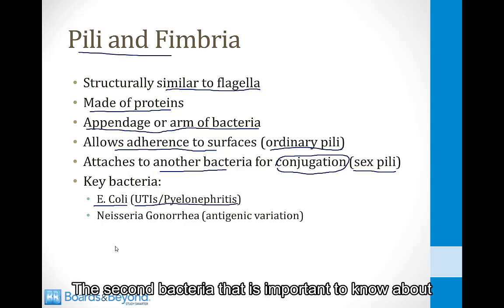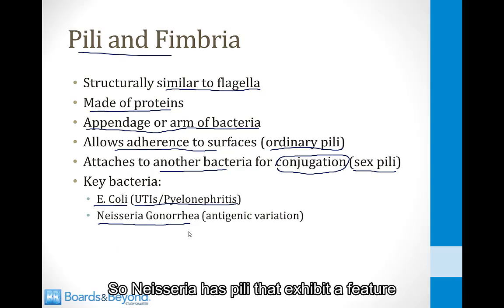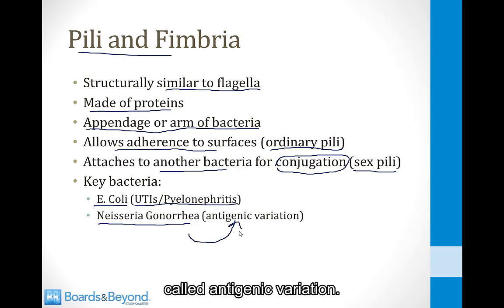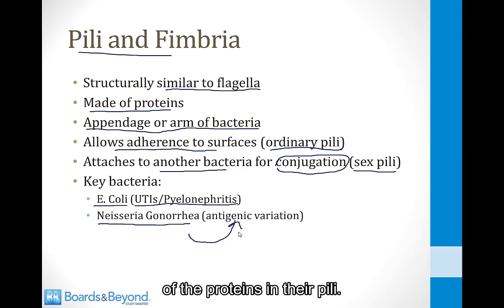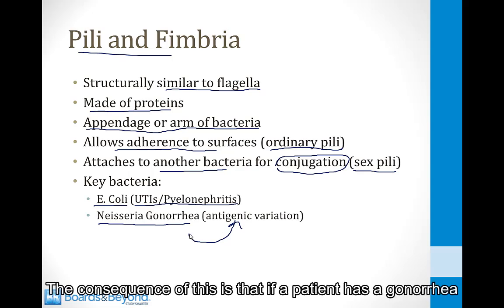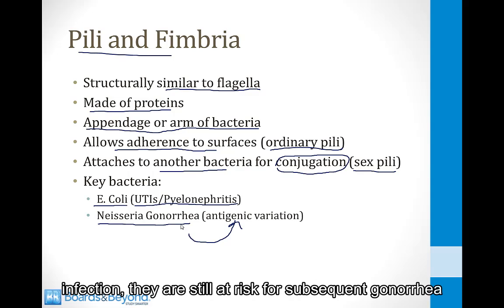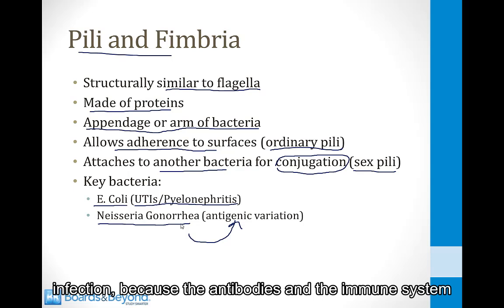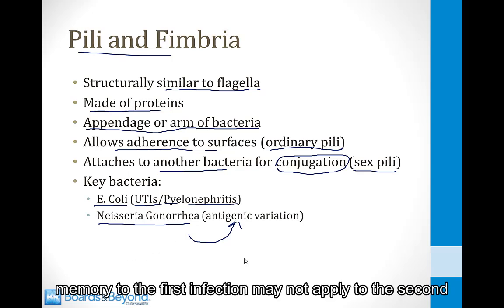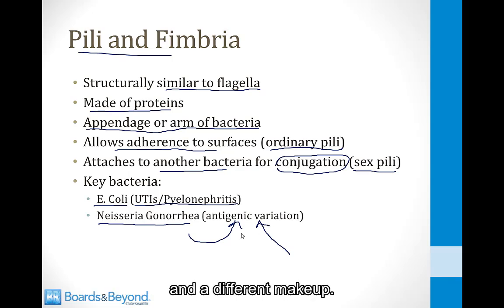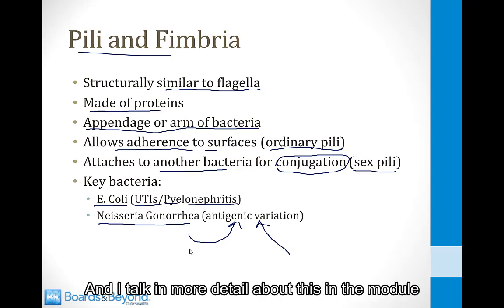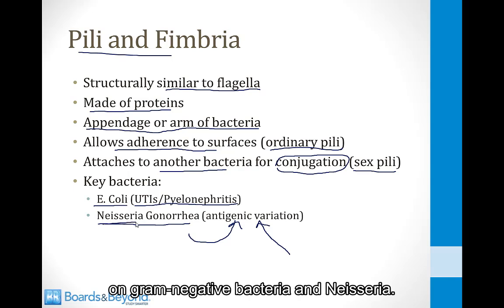The second bacteria that it's important to know about is Neisseria gonorrhea. So Neisseria has pili that exhibit a feature called antigenic variation. And this means that the bacteria change the makeup of the proteins in their pili. The consequence of this is that if a patient has a gonorrhea infection, they are still at risk for subsequent gonorrhea infection, because the antibodies and the immune system memory to the first infection may not apply to the second infection, since those pili will have a different structure and a different makeup. And I talk in more detail about this in the module on gram-negative bacteria and Neisseria.